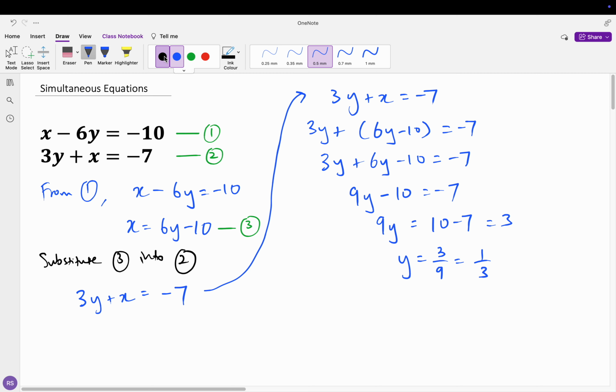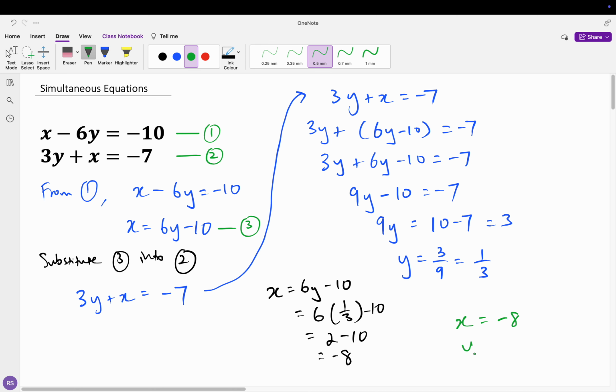Okay, and then I can substitute this value back into expression 3. So x is 6y minus 10. So 6 of y, which is 1/3, minus 10. So 6 over 3 is 2 minus 10, which will be minus 8. So the final answers for this question are x equals to minus 8 and y is equals to 1/3.